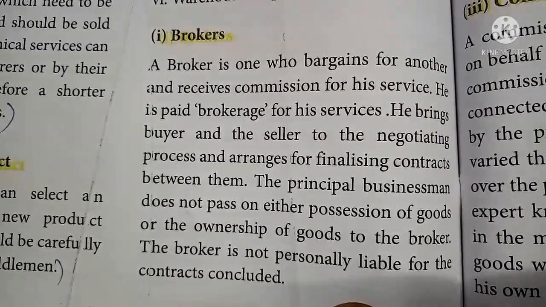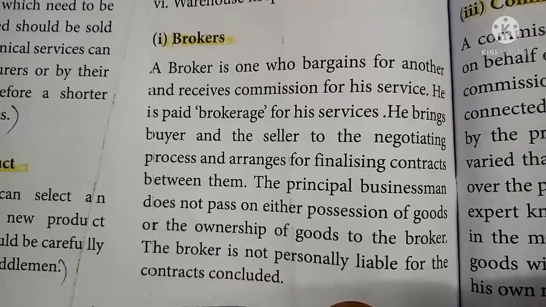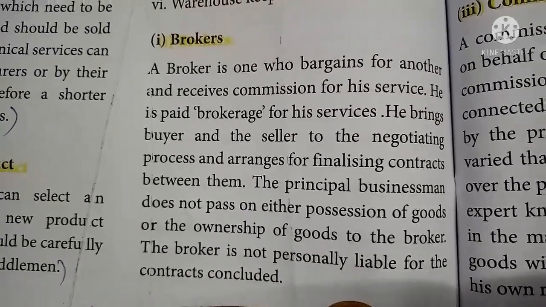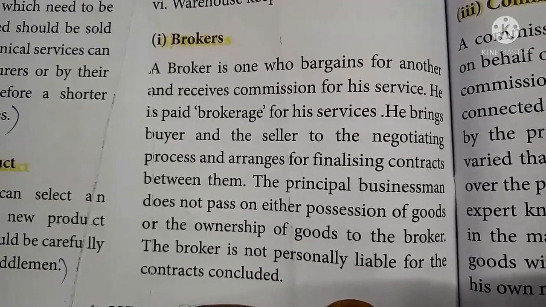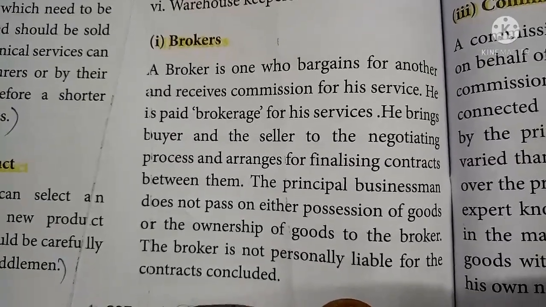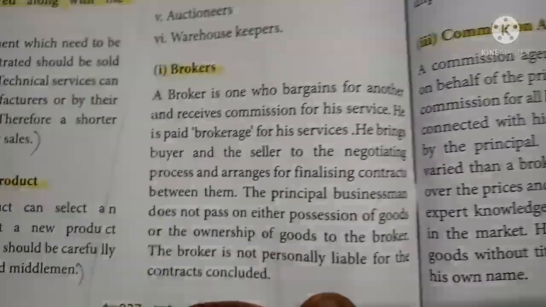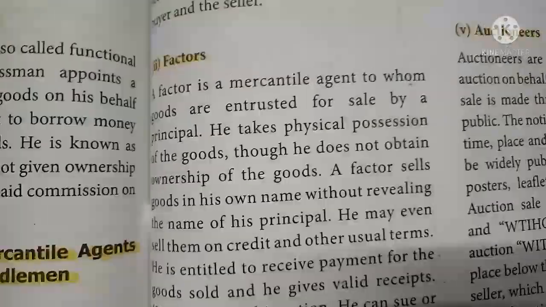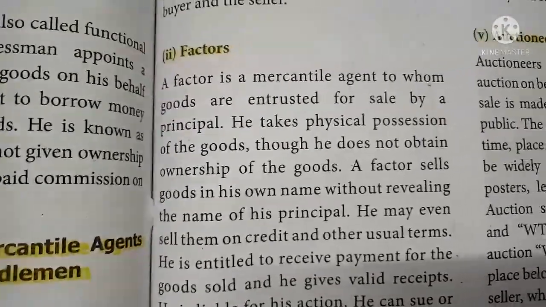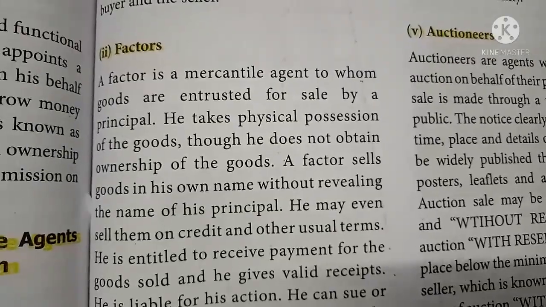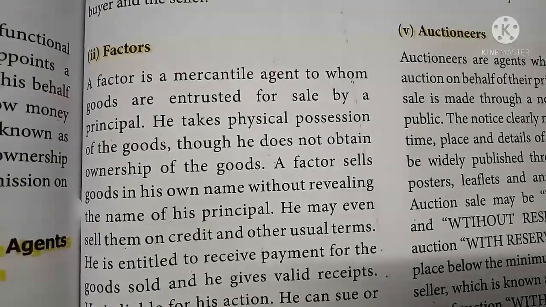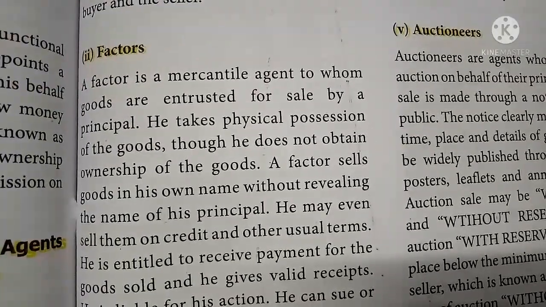The principal businessman does not pass on either portion of the goods or the ownership of goods to the broker. So the broker is not personally liable for the contract. Next, factors. A factor is a mercantile agent to whom goods are entrusted for sale by a principal.